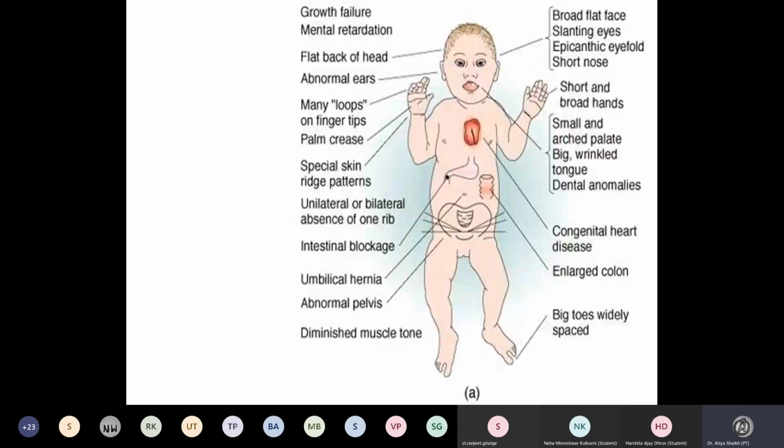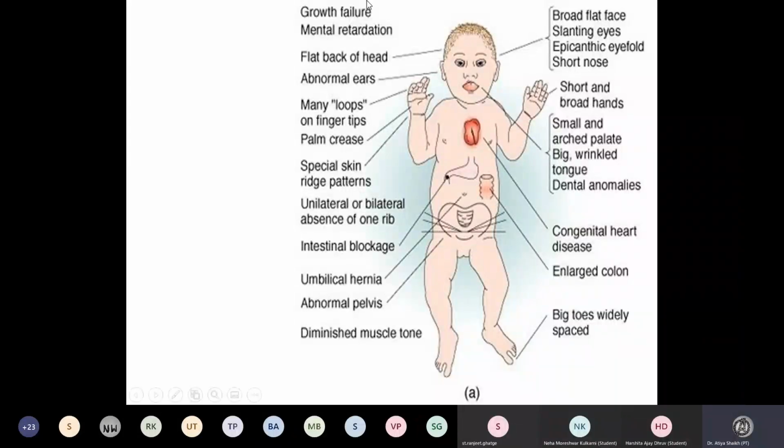Okay. Let's go ahead and I'll just again revise the basic features of Downs that you will see. See, as I told you all, first there is broad flat face, slanting eyes, epicanthic eye fold. Someone said na that the eyes are shallow. So it's actually called as epicanthic eye fold, and they will have a short nose.